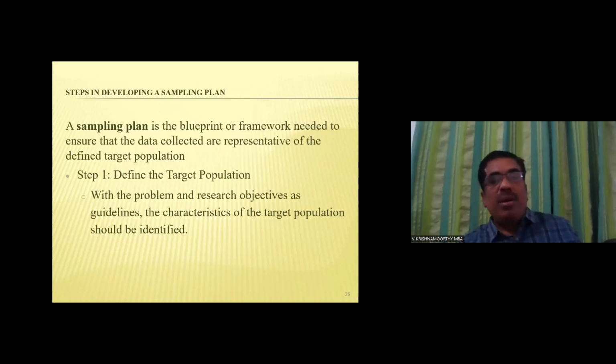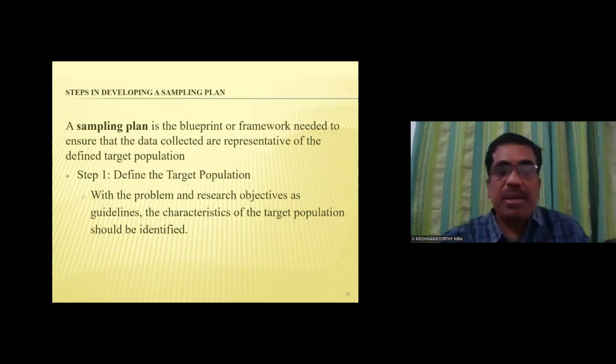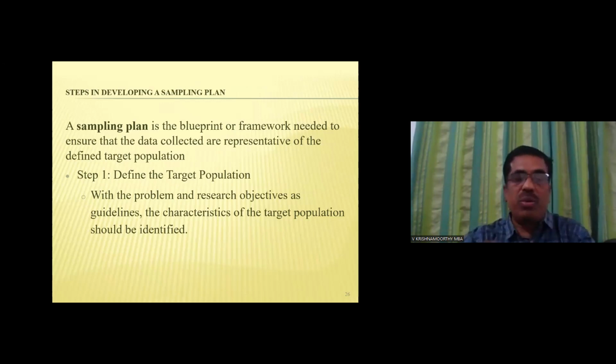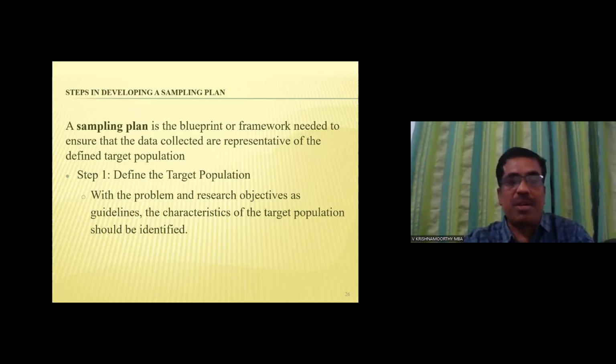Okay, now what is the sampling plan? Sampling plan is nothing but a blueprint. So what is the process I am supposed to do? First, I should define the target population. How can I define the target population? I can define the target population based on the objectives of the study. This is the first step.